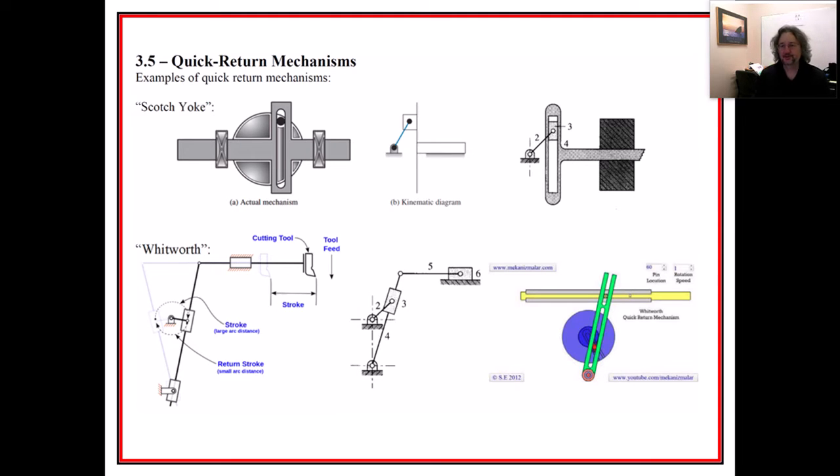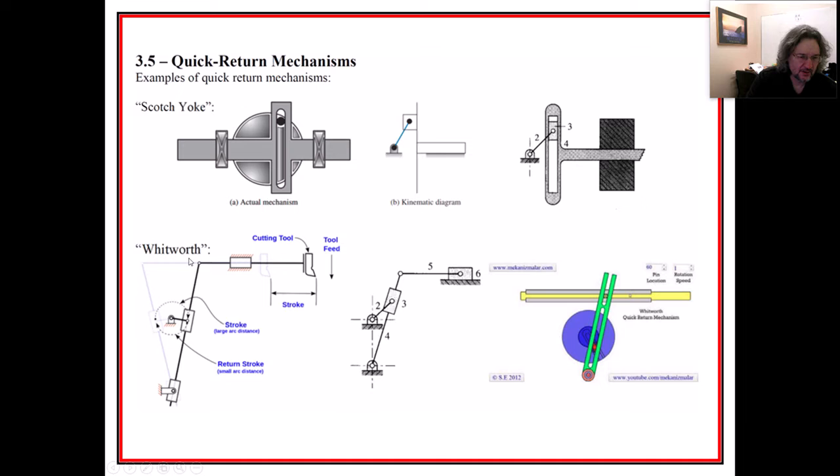So a little bit of what a quick return mechanism is. Just like the name implies, it moves in one direction at a certain speed and then it comes back at a faster speed. So it's a quick return, right? And examples might be this Scotch yoke, where we're turning rotational motion into linear motion, and so it'll go quickly in one direction and slower in the other, or vice versa. I can't remember which. There's a kinematic diagram of it.